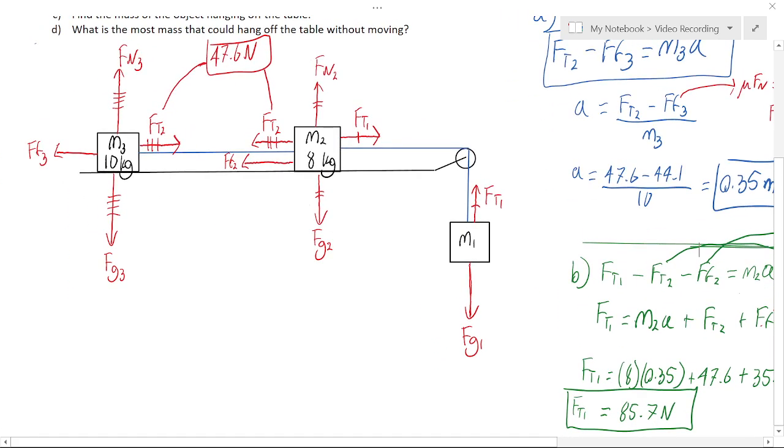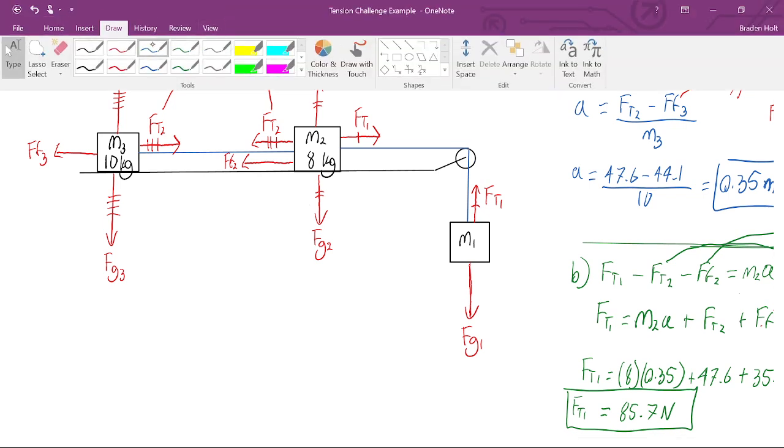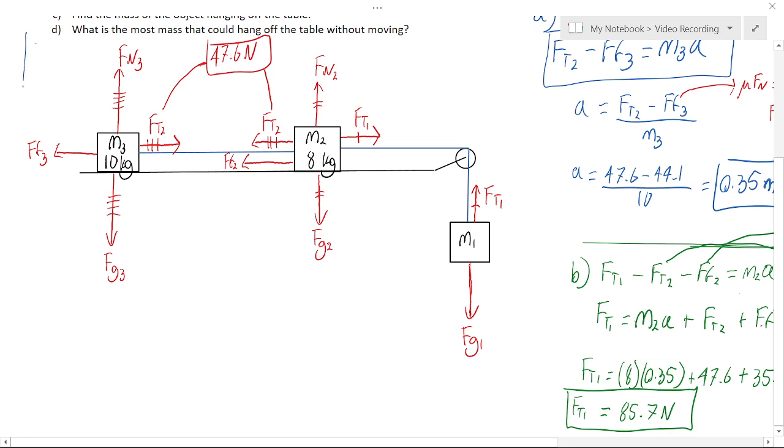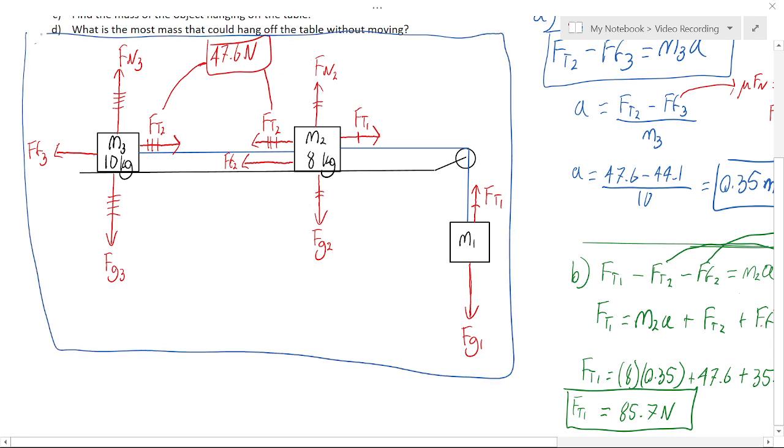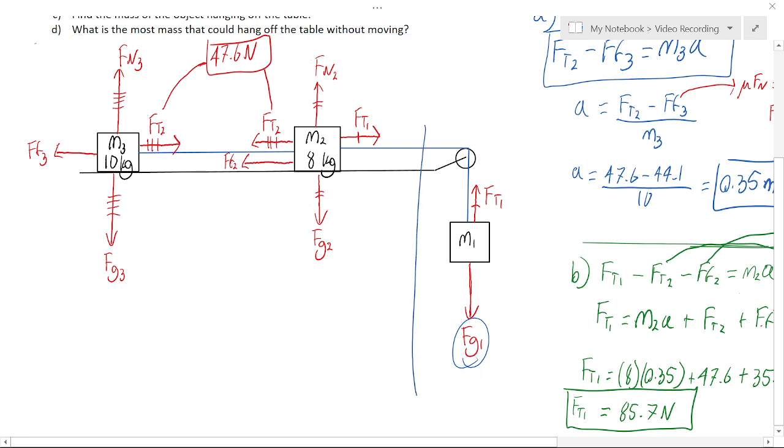I'll just let you know here that you have two options for your system for this one. You could pick the entire thing as your system because this is now the only unknown, or you could pick just M1 as your system. Now, I think M1 is just going to be a bit simpler, so I'm going to pick that one, but if you looked at the entire system, you would still get the right answer.